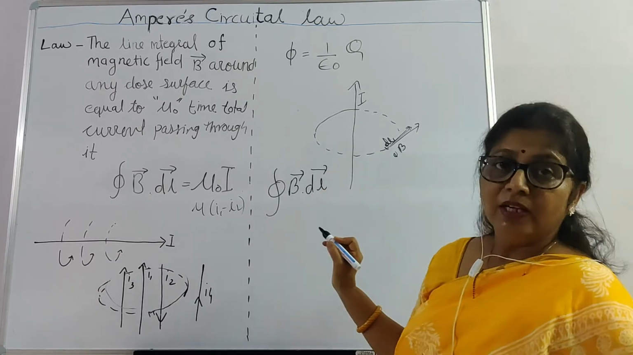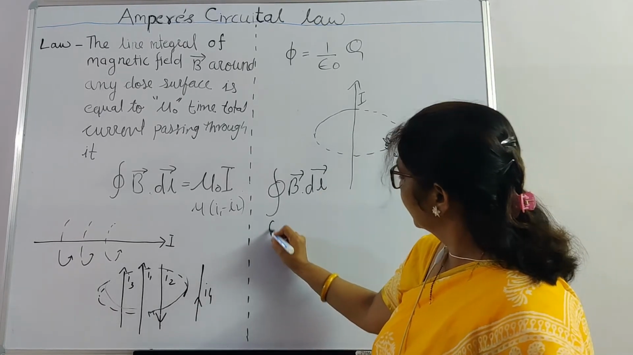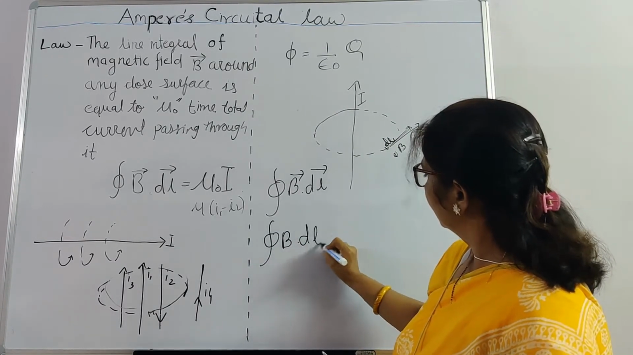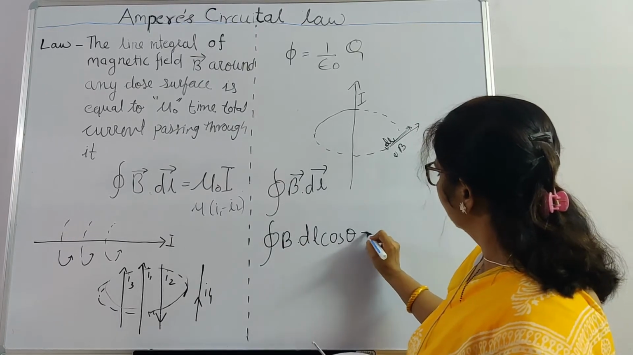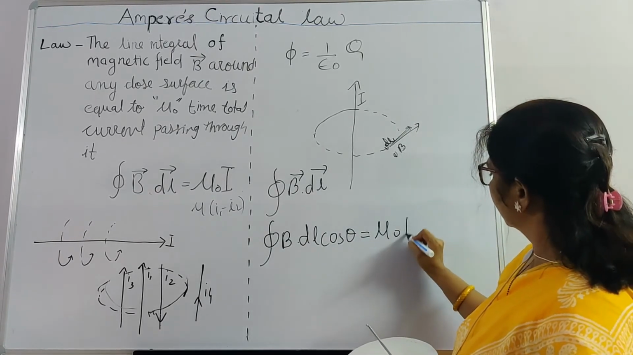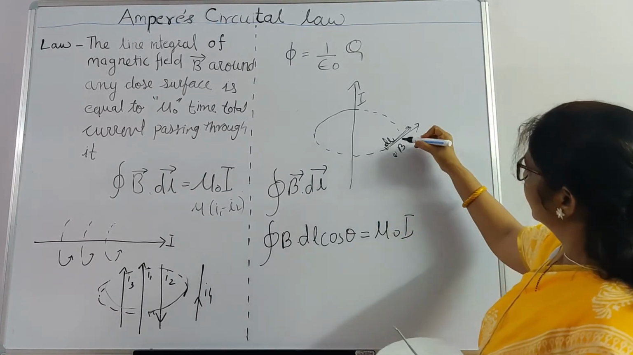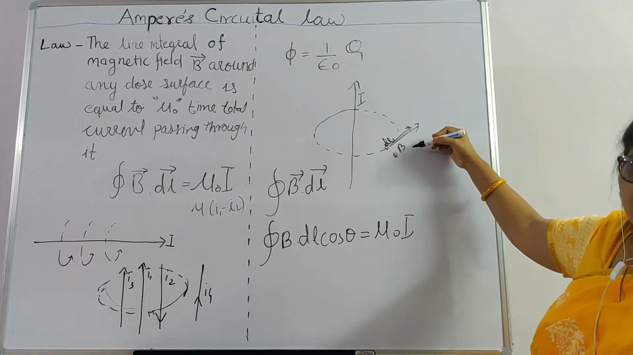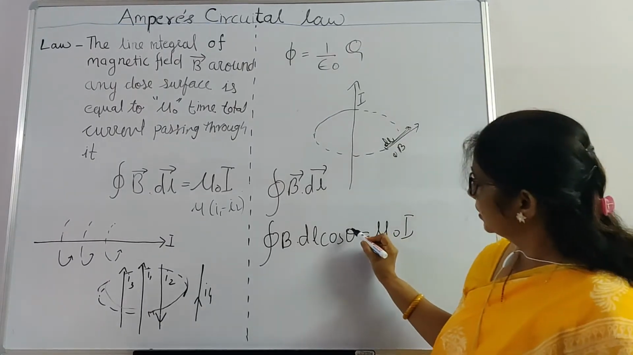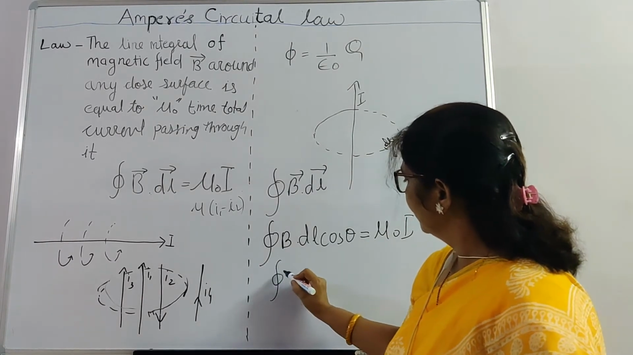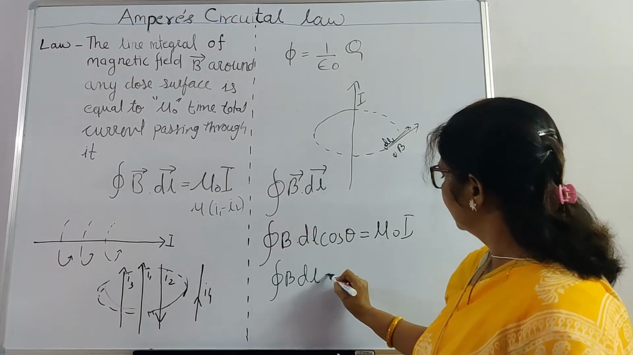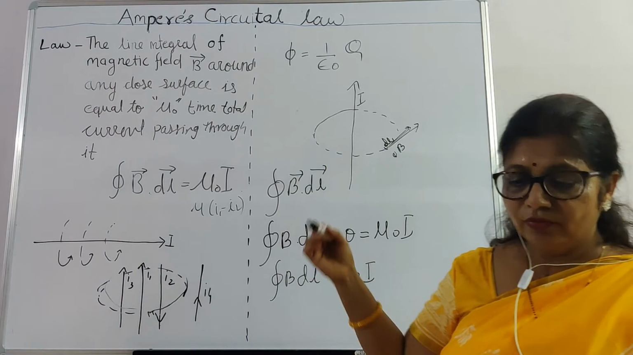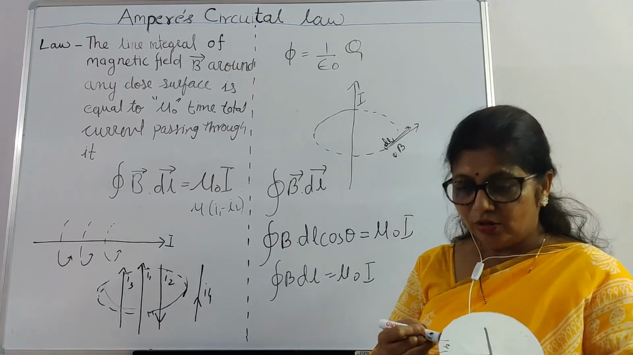Now this is the dot product, so we will take the line integral of B dl cos theta equals mu naught I. The theta is the angle between this line element and the magnetic field, which is 0. So cos 0 is 1. So we can take B dl equals mu naught I. Now I am going to prove this law, Ampere's law.